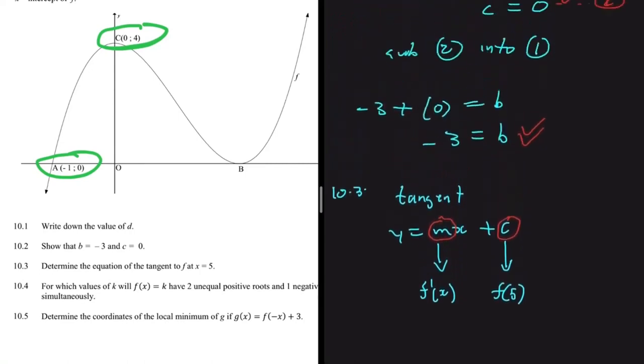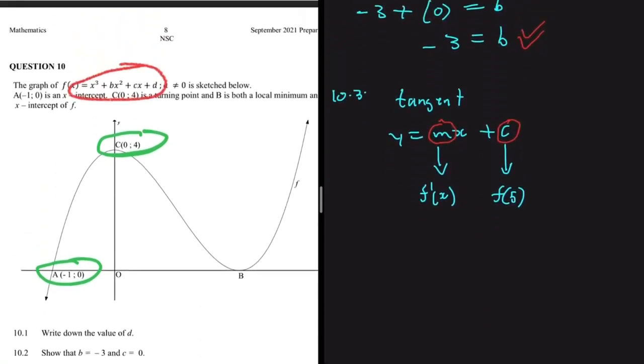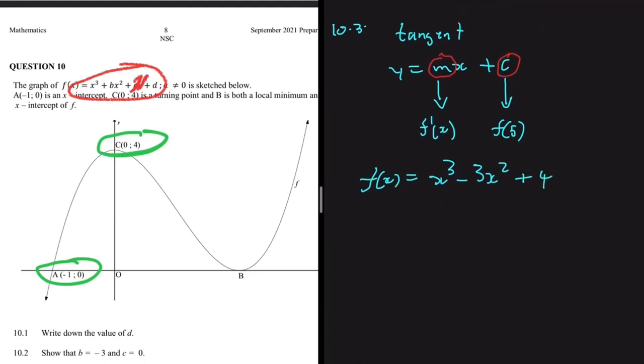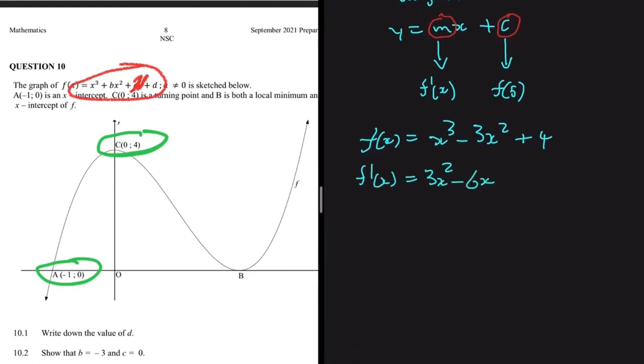So f prime of x, we have already differentiated, right? But then we can do it again. We know that now our equation f of x will be equal to x cubed, and then we know that b is minus 3. So we have minus 3x squared, and then c is 0, so this part here falls apart, and then plus d, which is 4, right? So if we differentiate this, we're going to get f prime of x is equal to 3x squared minus 6x, and then plus 4 falls apart with differentiating, right? So now we have the equation for the gradient.